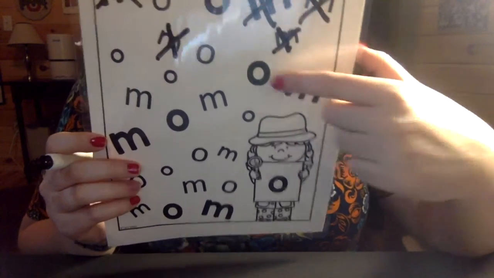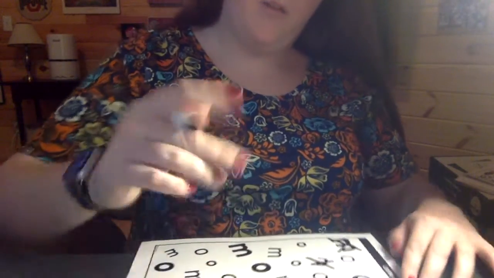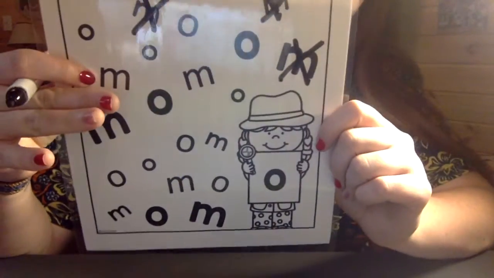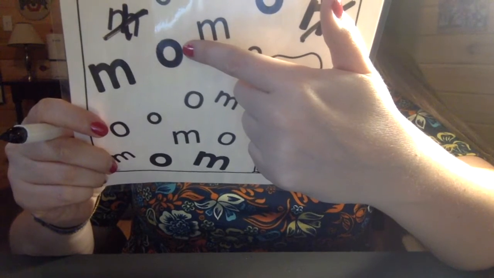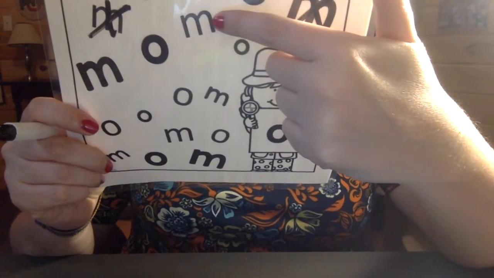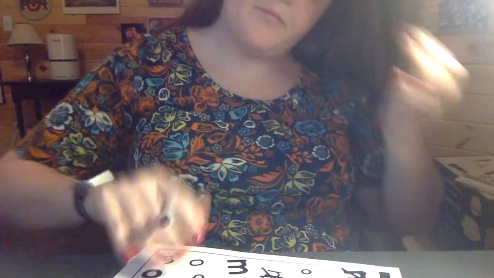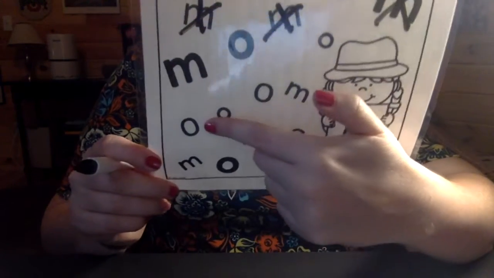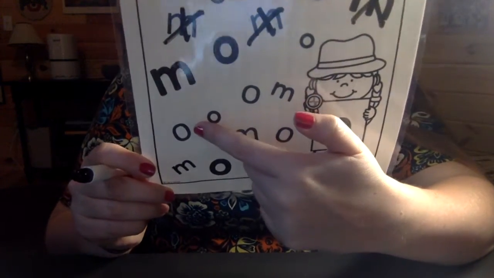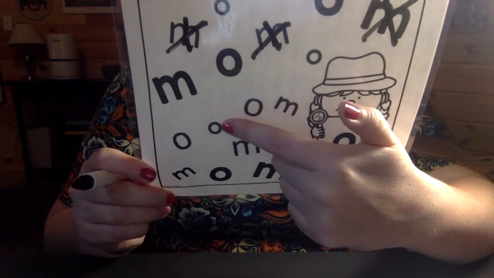Is this an M or an O? O, we'll keep it. M or O? M, we'll cross it out. Is this an M or an O? M, we'll cross it out. Is this an M or an O? O, we'll keep it. M or O? M, we'll cross it out. M or O? O, we'll keep it. M or O? O, we'll keep it. M or O? O, we'll keep it.